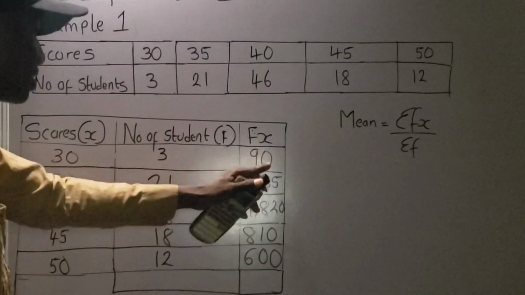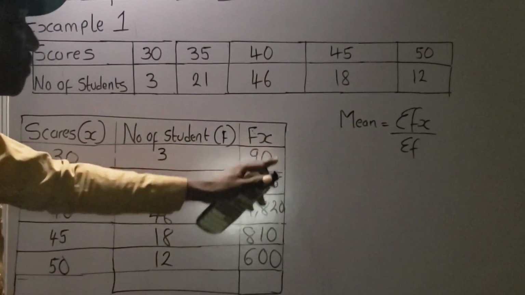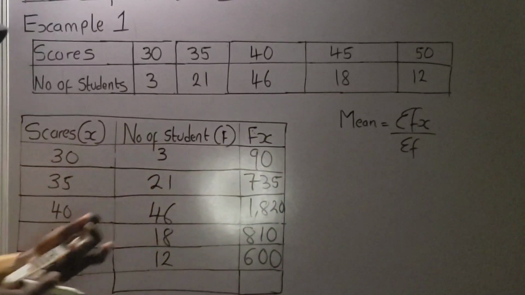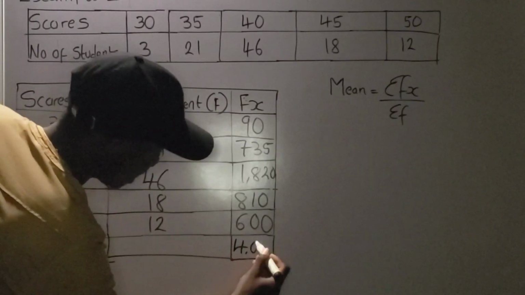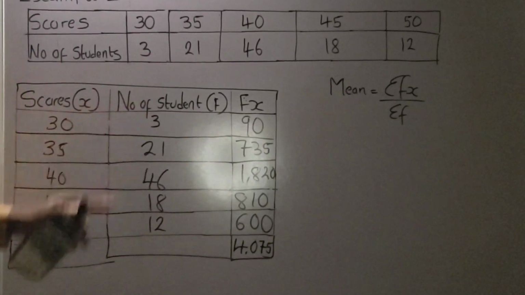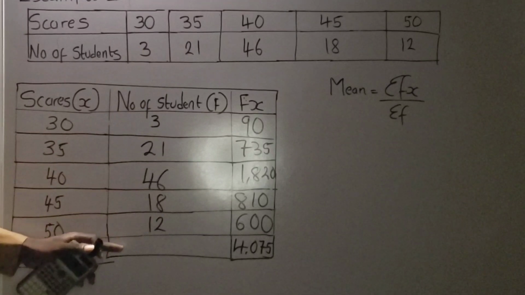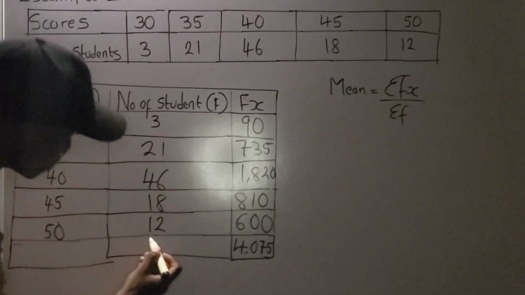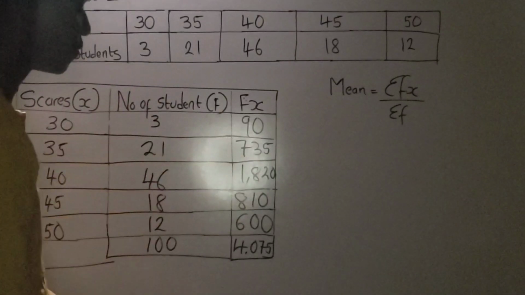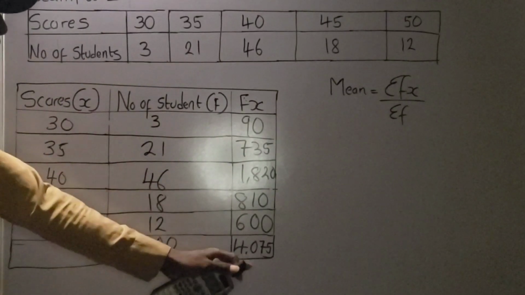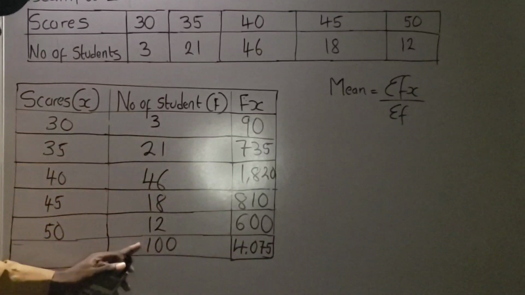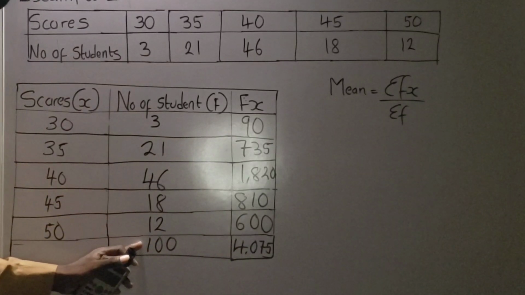So if you add summation fx, if you add all the values of fx together, we are going to get 4075. And if you add all the values of the frequency that we have in the question, you're going to get 100. So we can make use of the formula for mean, because I've already calculated the sum of the product of frequency and x and the sum of the frequencies.